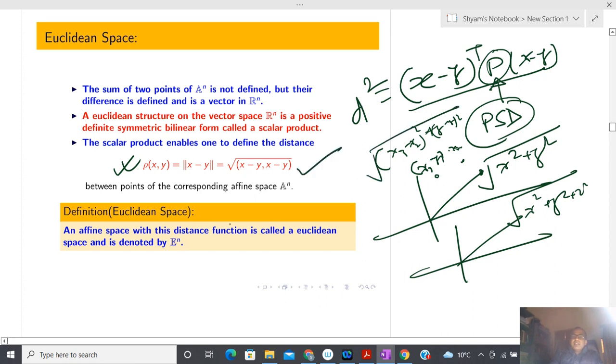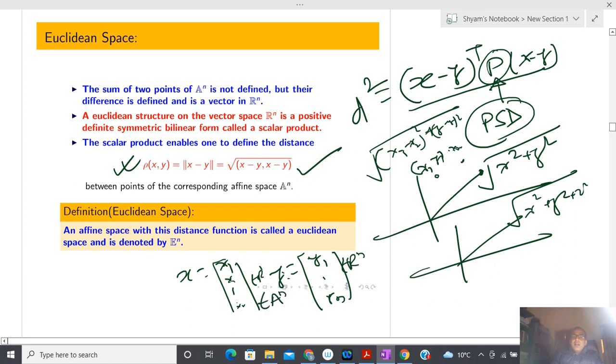Same thing they are telling. Suppose you take x equal to x1, x2, up to xn, and y you can define similarly. In that vector space, real n number, this belongs to Rn, this also belongs to Rn, or you can assume that it belongs to an affine space where the origin is not fixed.